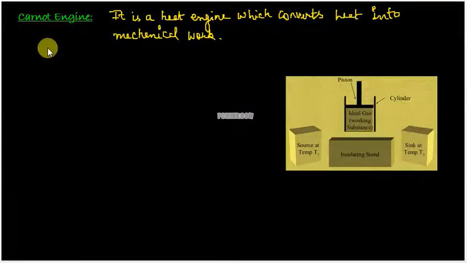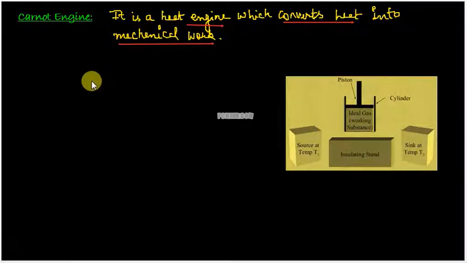So what is a Carnot engine? It is just a simple heat engine, or we can say a device which converts heat energy into mechanical work, and it is based on the second law of thermodynamics, according to which there is no machine that can convert all the heat energy into work without rejecting any heat to the surroundings or without any heat losses.